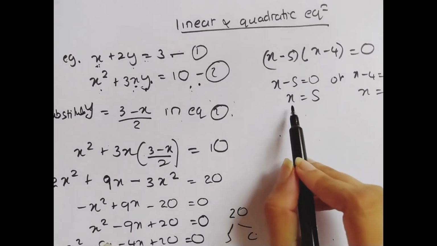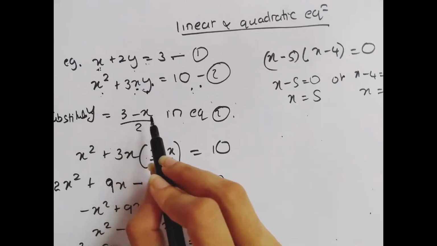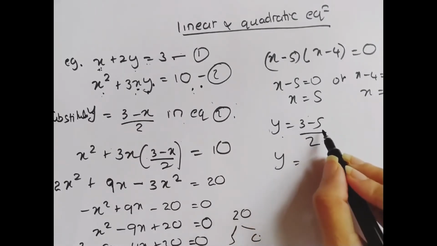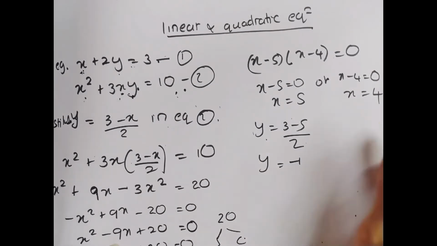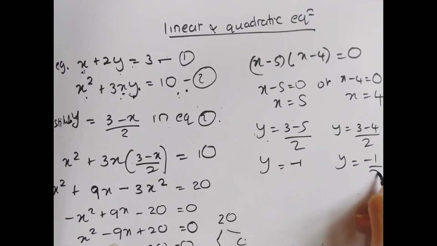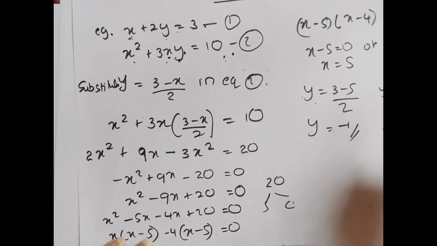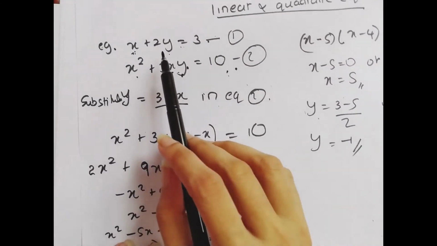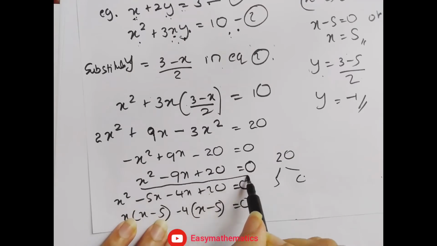So now we'll see for x = 5, what is your y value? You can use this. When x = 5, y = (3 - 5)/2. So 3 - 5 is -2, and -2 divided by 2 is -1. Then when x = 4, y = (3 - 4)/2, which is minus half. So these are the two solutions. You can see when you solve a quadratic and a linear equation together, you will get a quadratic equation like this.